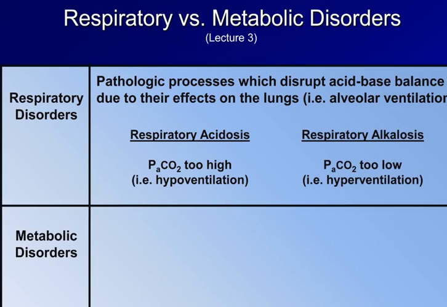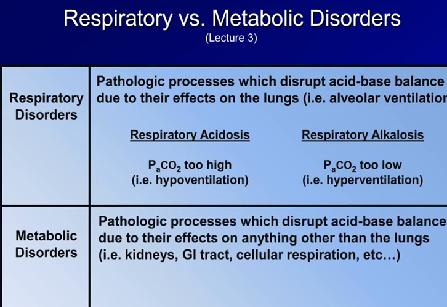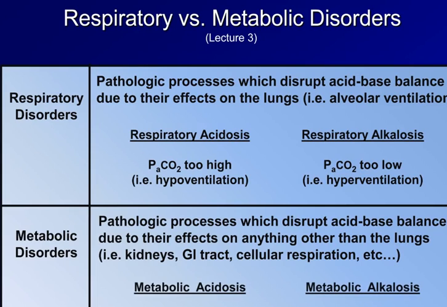In contrast to this, metabolic disorders are those processes which disrupt acid-base balance due to their effects on anything other than the lungs, such as the kidneys, GI tract, or cellular respiration. With a metabolic acidosis, bicarb is too low, while with a metabolic alkalosis, bicarb is too high.